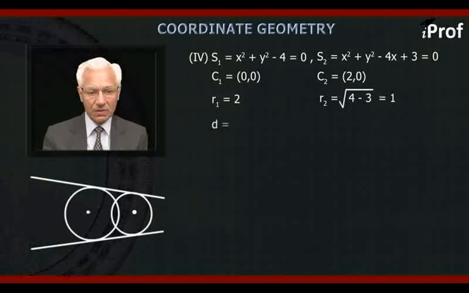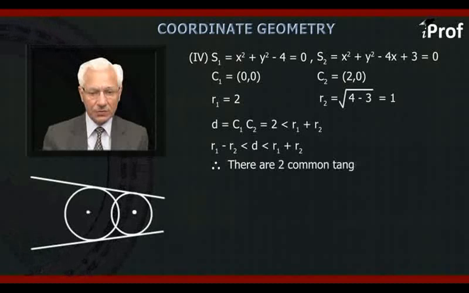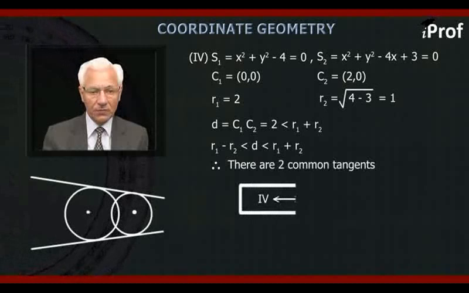And D, the distance between their centers C1, C2 is equal to 2 only, which is less than R1 plus R2. R1 plus R2 is 3. Therefore, here D, the distance between the centers is greater than R1 minus R2 and less than R1 plus R2. Hence, there are 2 common tangents, which are direct common tangents. Therefore, the fourth statement is connected to choice C.